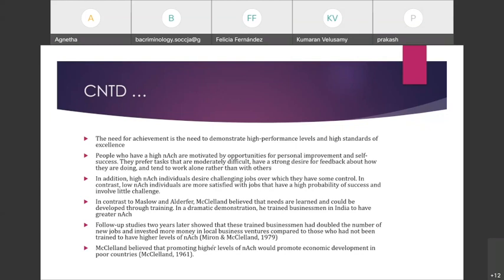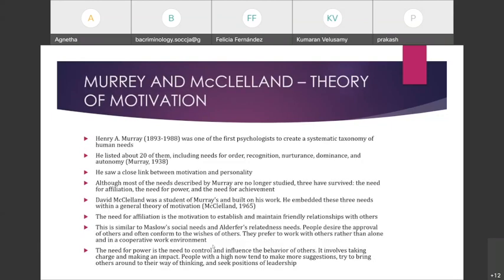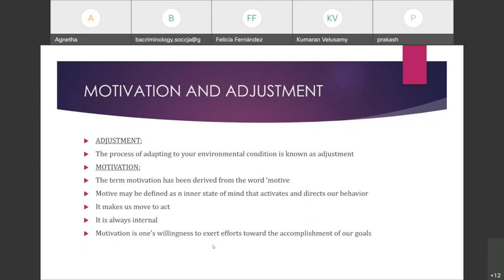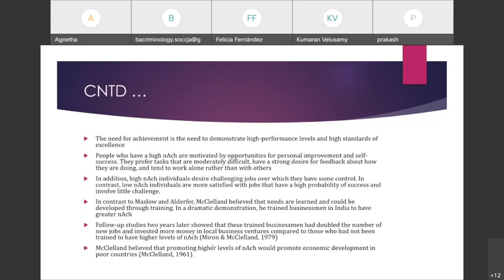Okay, is that clear? Any questions so far on this? The need for achievement, affiliation, and power. Is that all clear? Any questions? Please let me know.